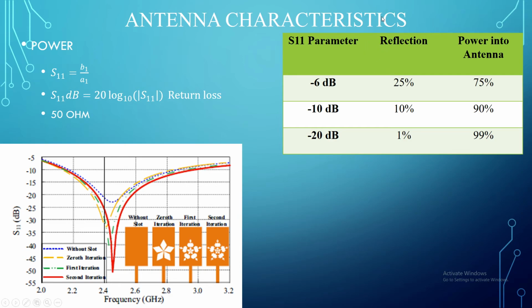As you can see in this table on the right, as I already mentioned before, at -6 dB you have a reflection of 25% of your power, and that is not good. You want to have less than 10%, because that assures you that most of your power is getting into the antenna and is not being reflected back. So -20 dB and below is considered very good. You get theoretically 99% of the power into the antenna.